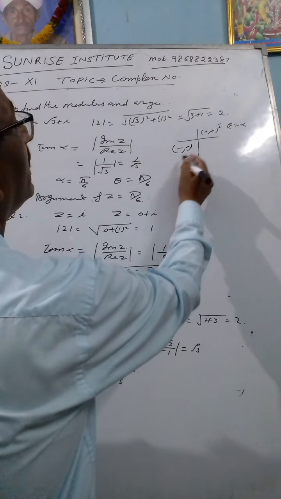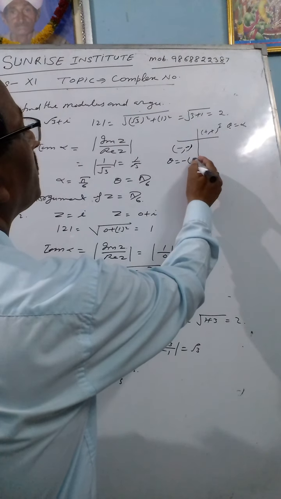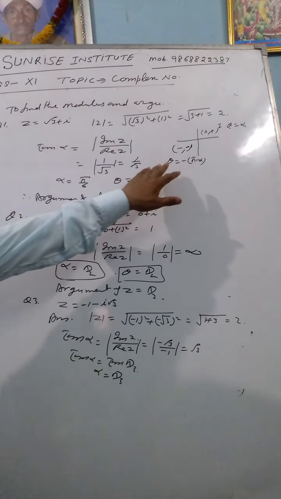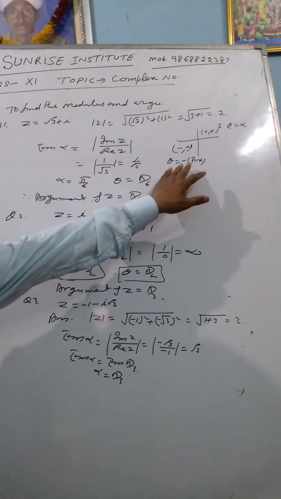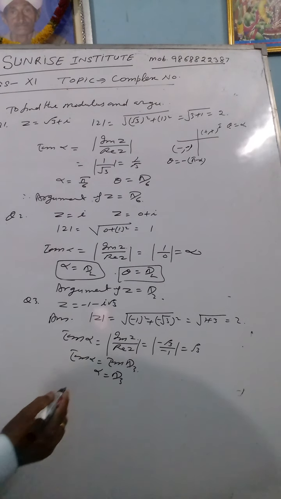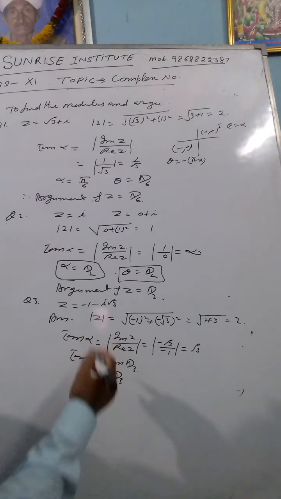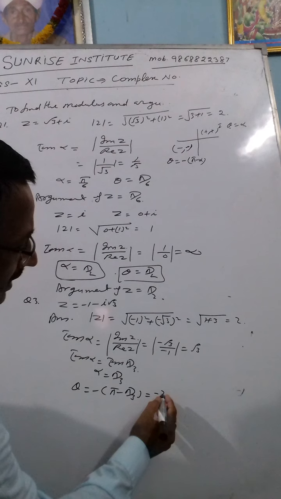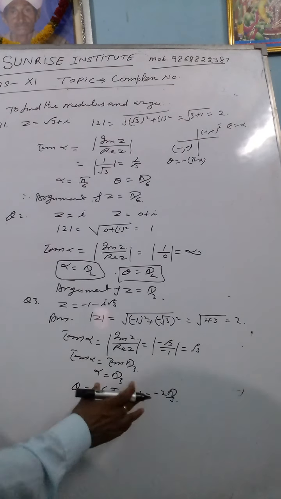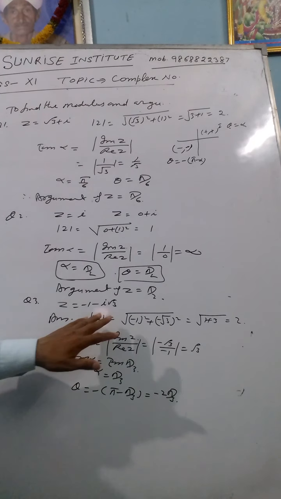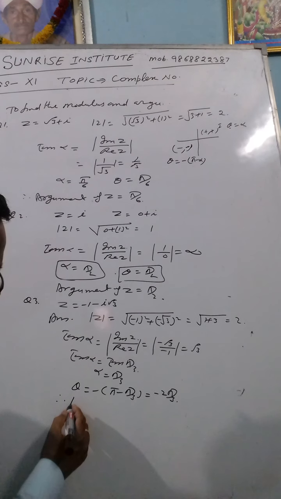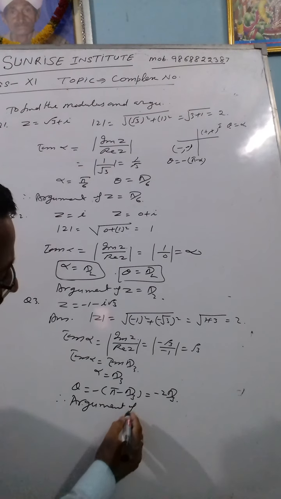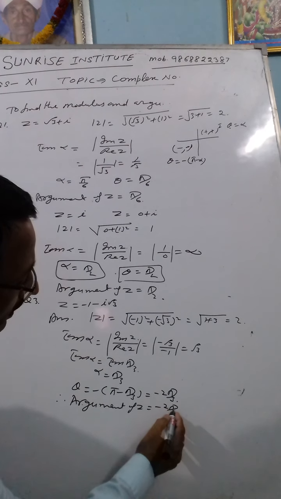Okay students, then theta equal to minus pi minus alpha. We see this formula: in the third quadrant, theta equal to minus pi by 3. Then theta equal to minus pi by 3... then minus 2 pi by 3. That is the argument of z. Therefore, the argument of z equal to minus 2 pi by 3.